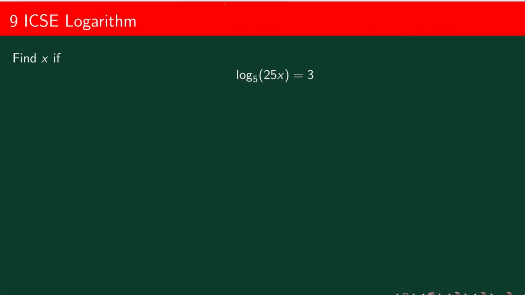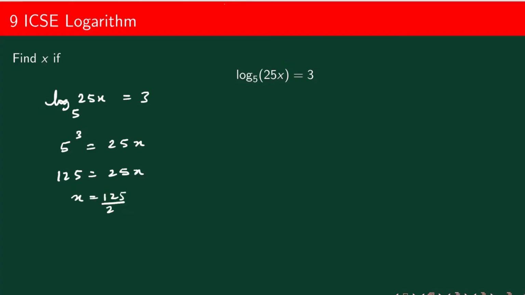Again, I expect you to pause the video, give it a try, and then play it again to continue to find the solution. So here we have log of 25x to the base 5 as 3. Converting into exponential form, 5 cubed is 25x. So 125 is 25x. x is 125 upon 25. x is 5.